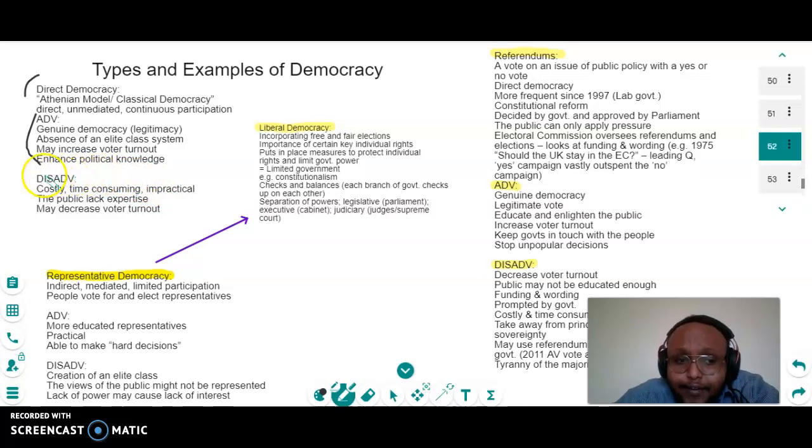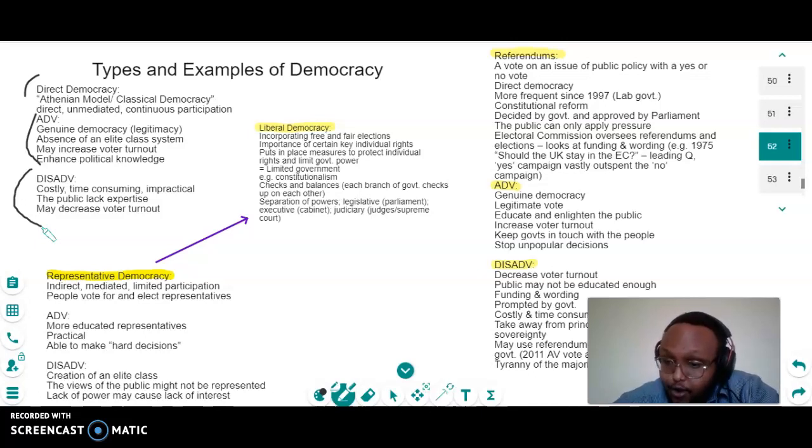A big disadvantage of this, if we just look at one advantage and one disadvantage, is that it's very costly. Currently, general elections are very costly because they involve a lot of bureaucracy. They involve a lot of wages being paid to people counting the votes, and resources being allocated to closing down primary schools or public buildings so the vote could take place.